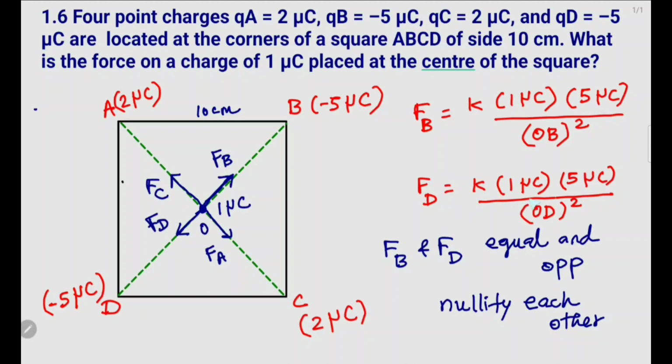So similarly, for FD also, 1 microcoulomb, 5 microcoulomb by OD. Anyhow, OB and OD are the same, so they're same in magnitude, opposite in direction. So they nullify each other. So the net force acting on that 1 microcoulomb charge, which is at the middle, is 0. So net force is 0. So this is the textbook actual problem.